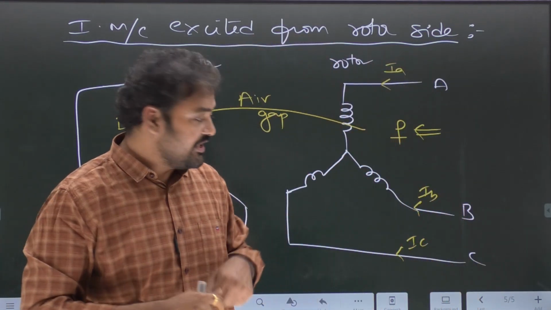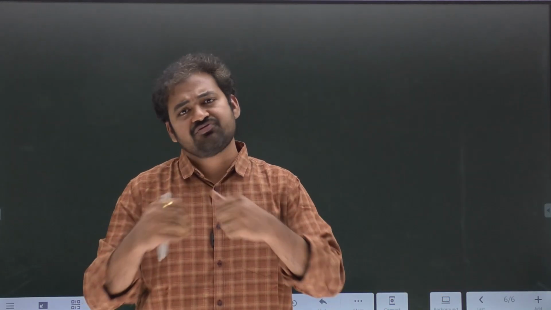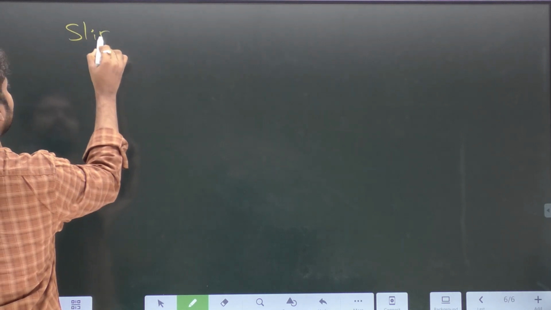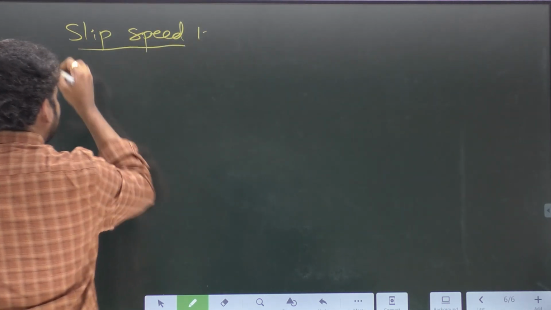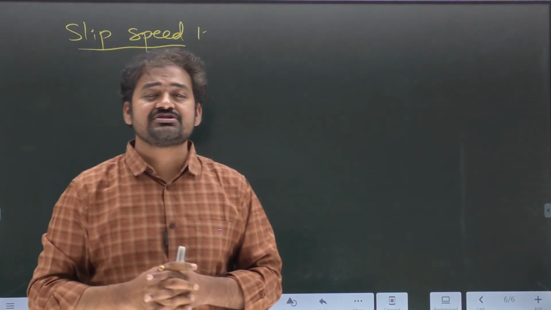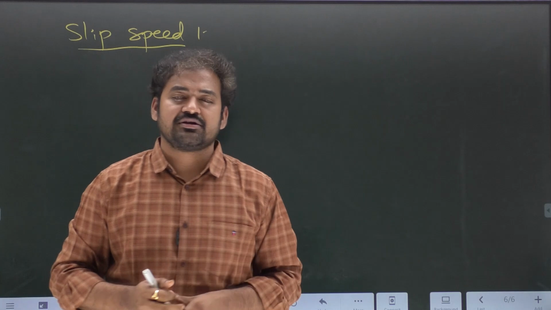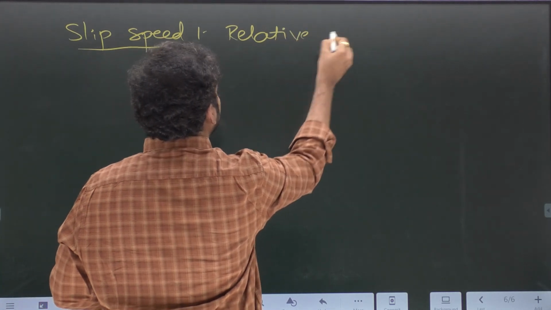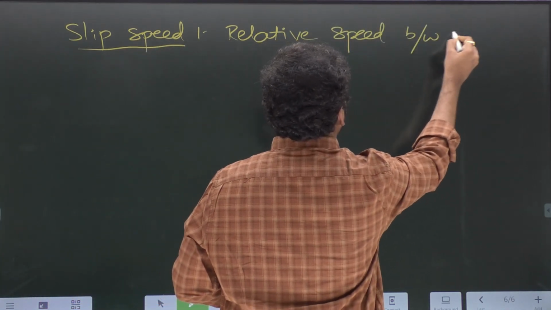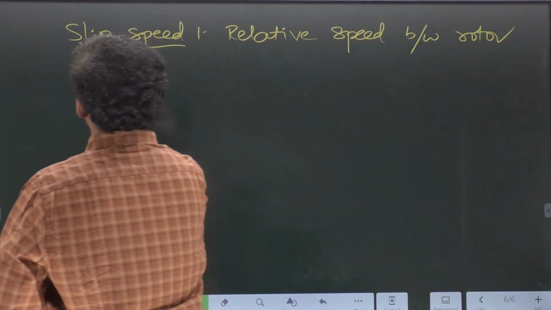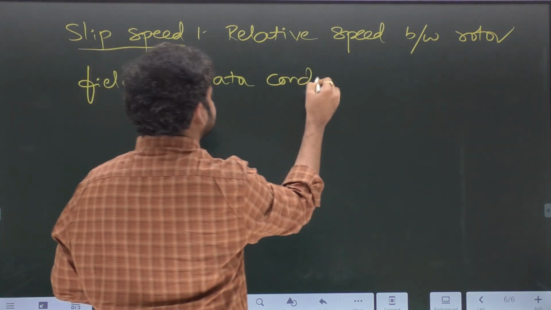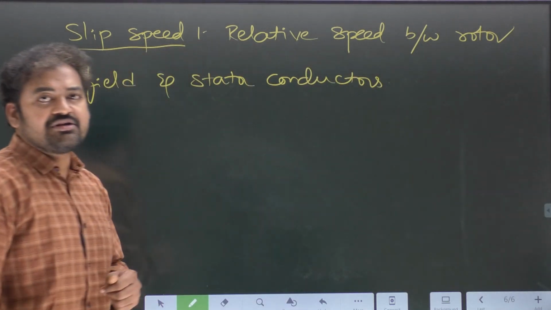Therefore, how to define slip speed now? For a moment, please forget the formula (ns minus nr) by ns. We will define it later. First, understand what is slip speed. When the machine is excited from rotor side, between which elements is the mutual induction taking place? Mutual induction is taking place between rotor field and stator conductors. Therefore, slip speed is defined as the relative speed between rotor field and stator conductors.